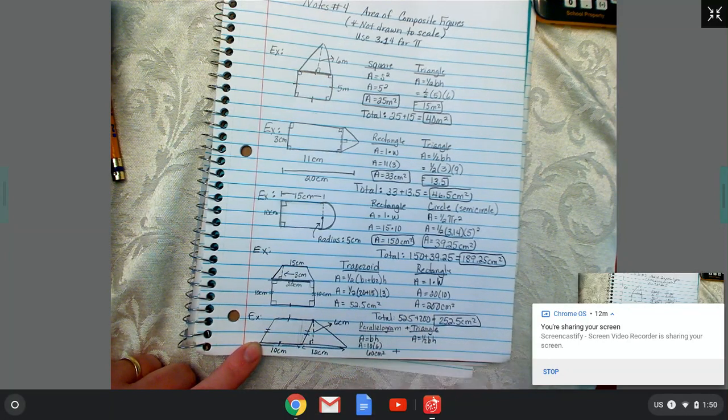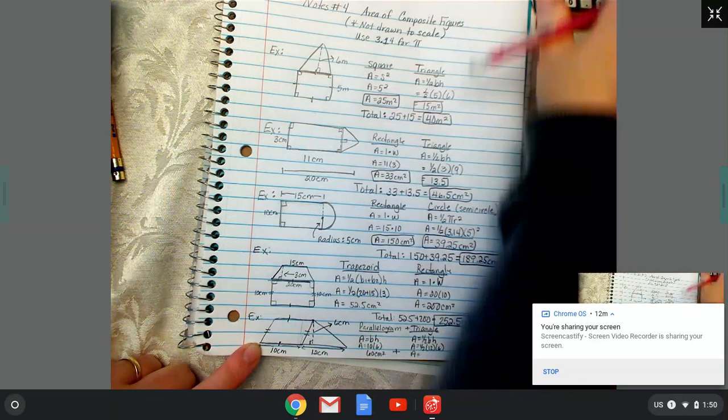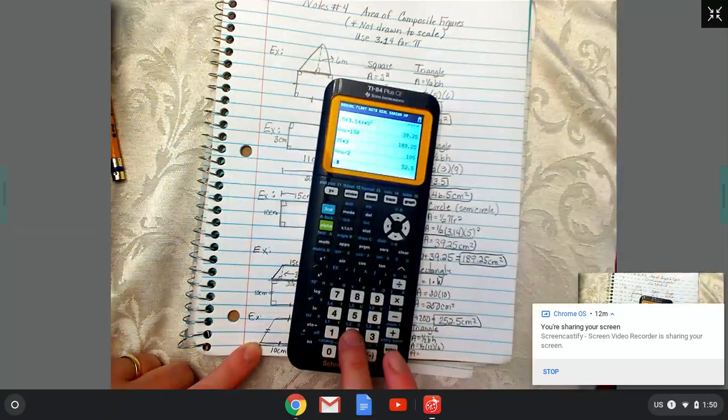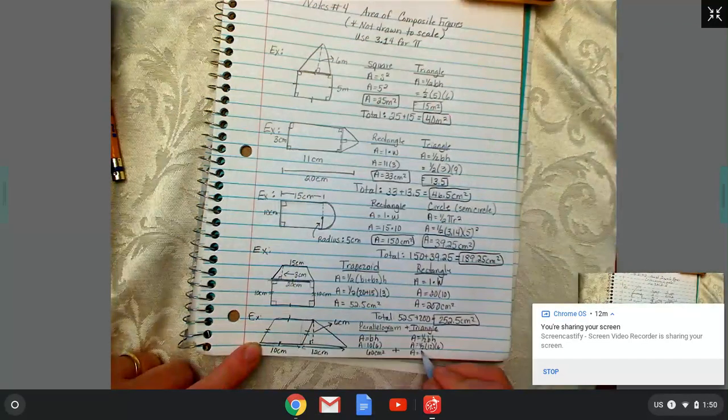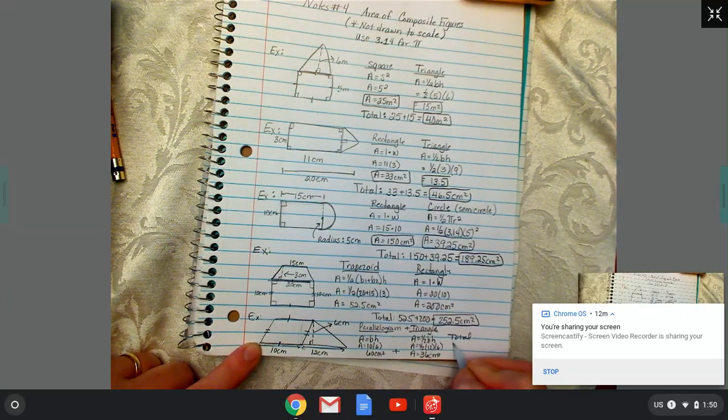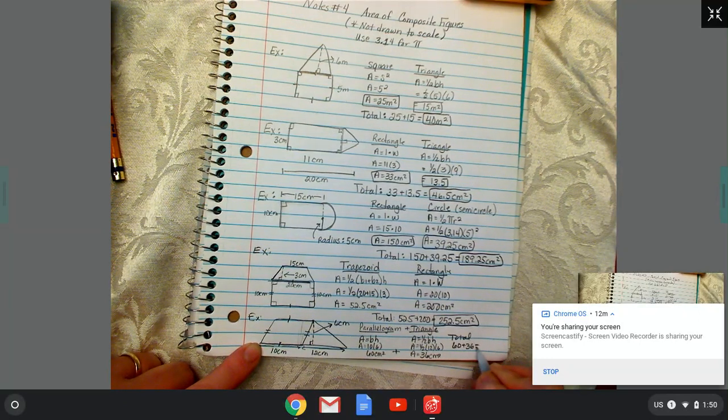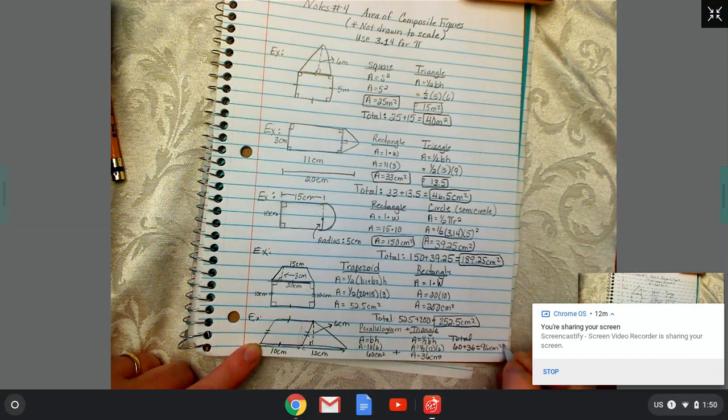And we'll be adding that to this one. Triangle is 1/2 base 12, height 6. So 12 times 6, divided by 2, 36. And then our total, 60 plus the 36, gives us 96 centimeters squared.